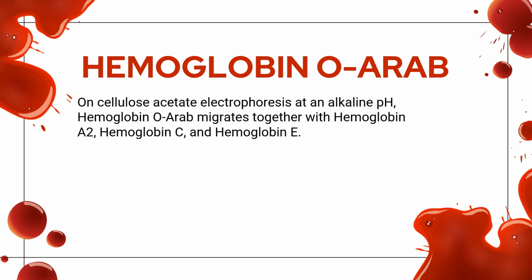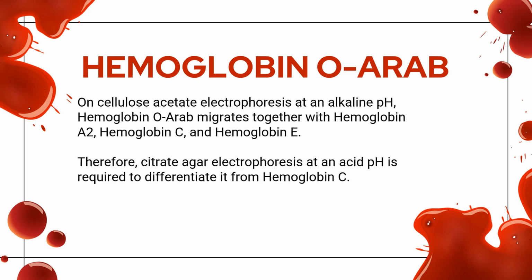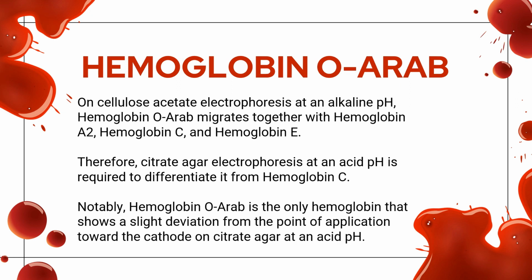On cellulose acetate electrophoresis at an alkaline pH, hemoglobin O-Arab migrates together with hemoglobin A2, hemoglobin C, and hemoglobin E. Therefore, citrate agar electrophoresis at an acid pH is required to differentiate it from hemoglobin C. Notably, hemoglobin O-Arab is the only hemoglobin that shows a slight deviation from the point of application toward the cathode on citrate agar at an acid pH.